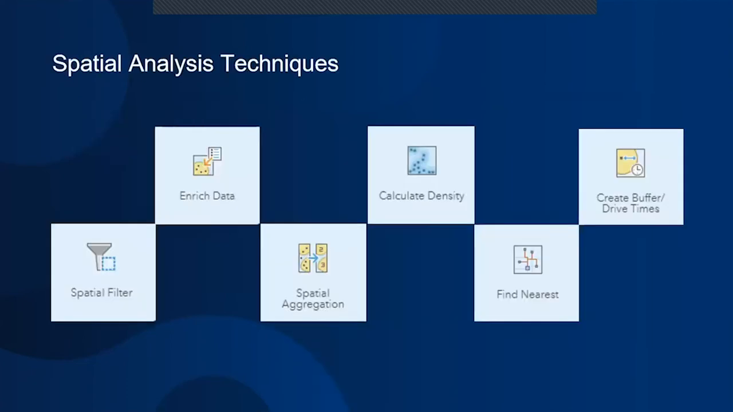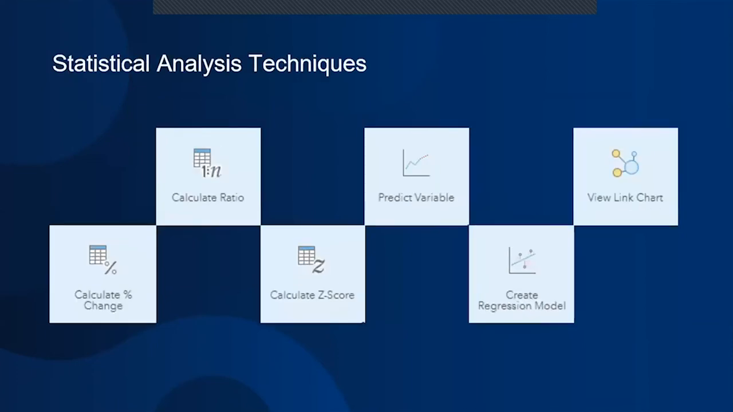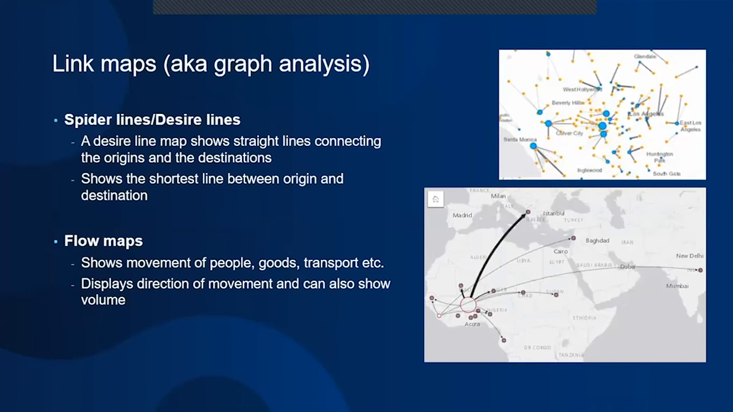So for spatial analysis, we currently have 6 tools available, like spatial aggregation, create buffer, and find nearest. As for statistical analysis, currently we have the same number of tools. With statistical analysis, for example, we can create link maps. Link analysis can be created as a link map or a link graph.